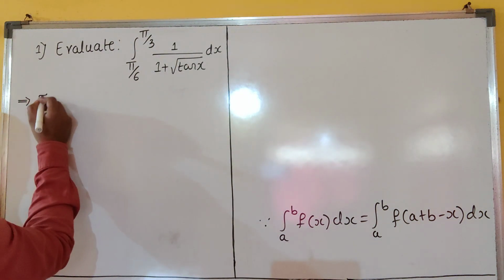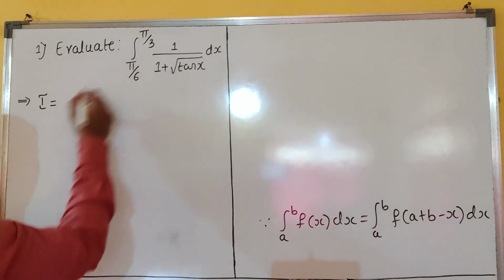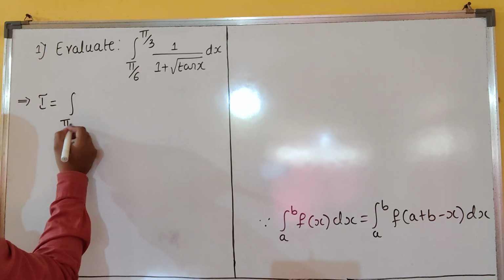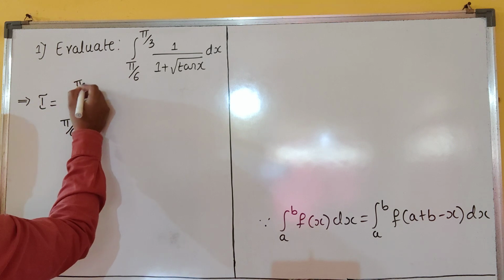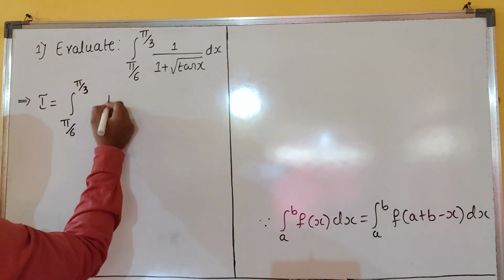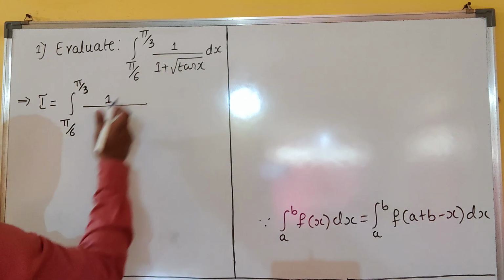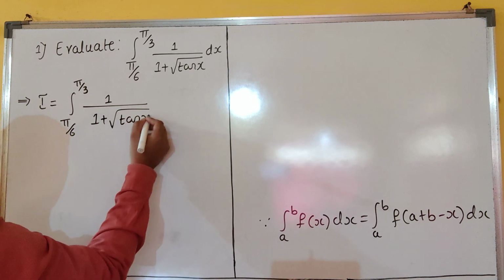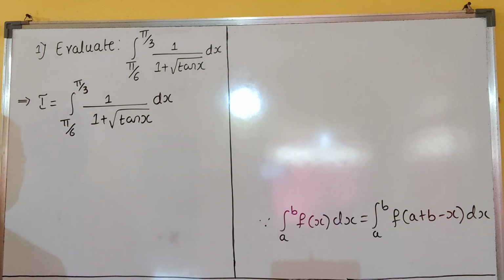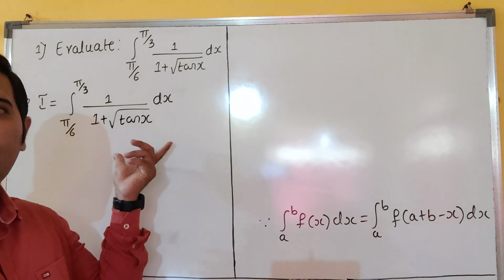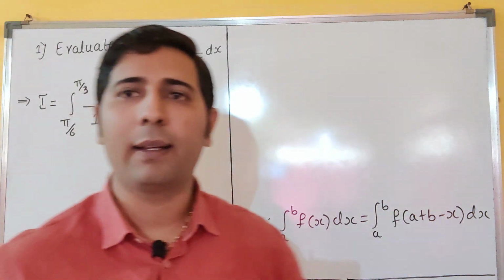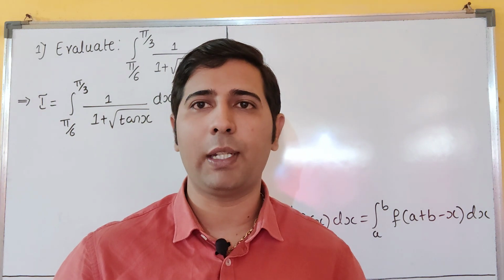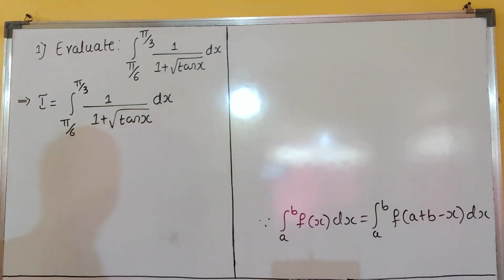First you give a name for this. I is equal to integration pi by 6 to pi by 3, 1 upon 1 plus square root tan x dx. I hope all of you have understood. I am giving the name I for this equation, dear students. Now see how to solve this one.